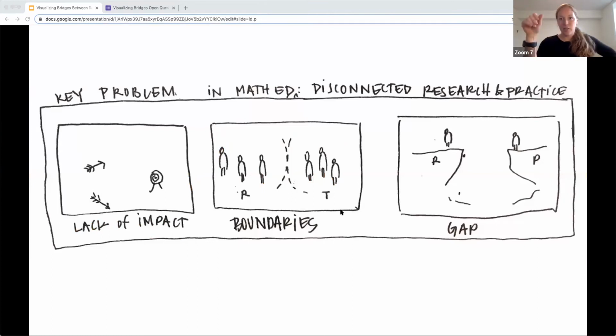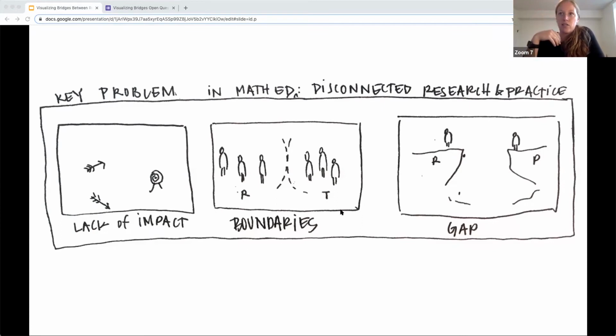So these are the sketch notes of Nicole. And we know that this disconnect between research and practice remains a key challenge. And this disconnect has resulted in a lack of impact. So that's that first little sketch, a lack of impact because there's a gap, right? So research doesn't get implemented into classrooms. We know that there's boundaries between researchers and teachers. They kind of move in their separate circles and they don't really interact very much. So there's boundaries there and they don't communicate often.